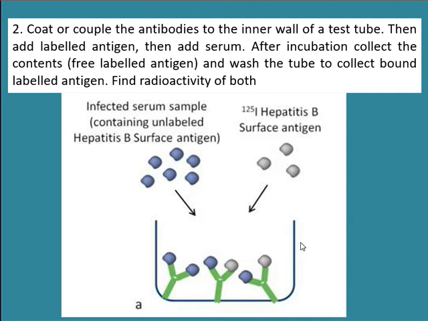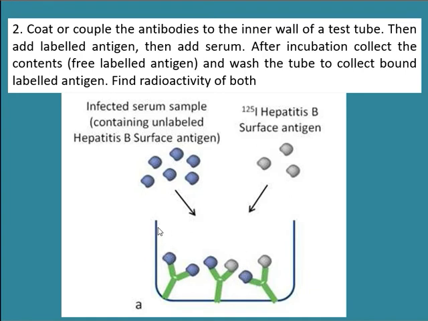Now, as a second step, what do you do? After taking all the contents out, you wash this tube. By washing, you can collect the bound antigen antibody complexes. Now, you find the radioactivity of both.